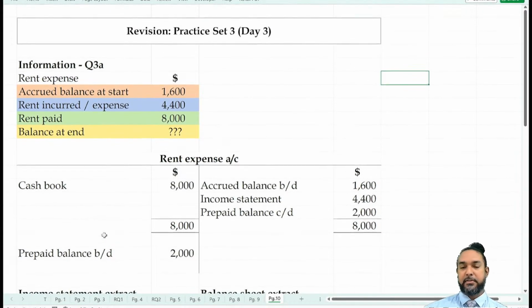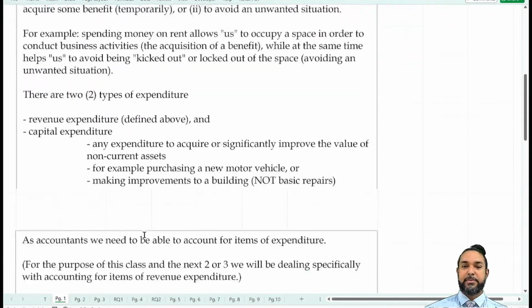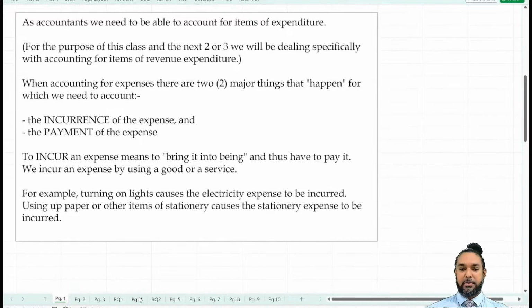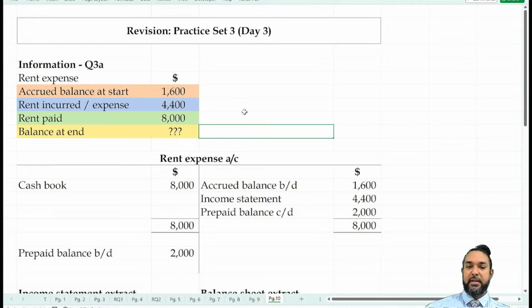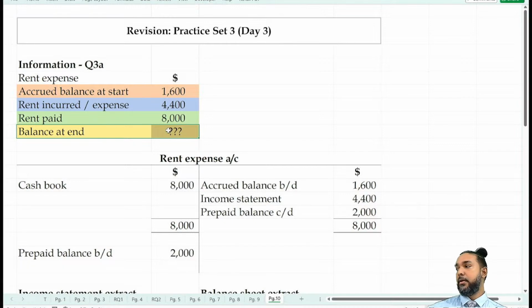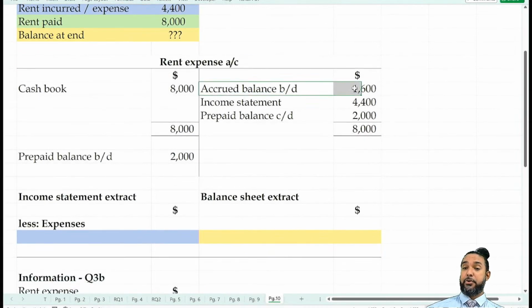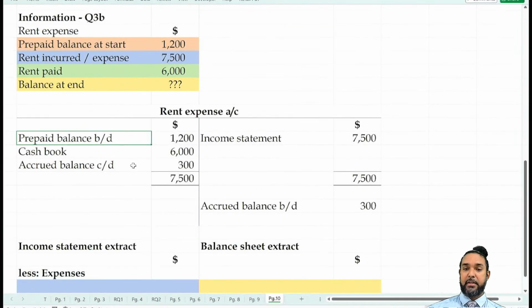Now we've looked at a few things. We started literally from scratch and talked about what expenses are, preparing expense accounts. I'm not going to go through all 10 pages. Now we've gotten to a point where we can start with an opening balance. We can be given the amount paid and the amount incurred, and we need to know the balance at the end. If it's accrued, if it's prepaid, if it started off, like in this case, accrued and ended up prepaid, and the one down here, it started off prepaid and ended up accrued.